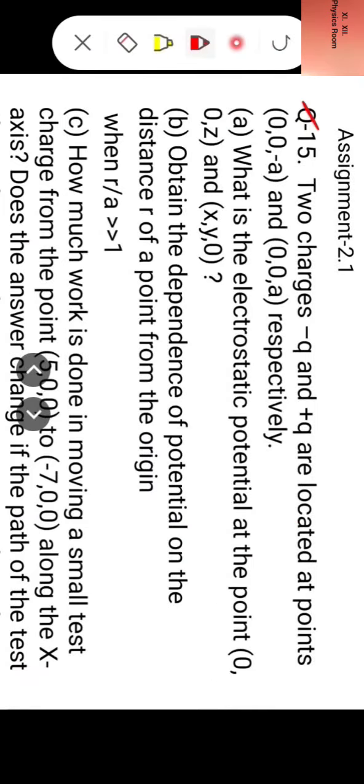Question number 15. Two charges minus q and plus q are located at points 0, 0, minus a and 0, 0, a respectively. What is the electrostatic potential at points 0, 0, z and x, y, 0? So this is A part. B part. Obtain the dependence of potential on the distance r of a point from the origin when r by a is very large as compared to 1.